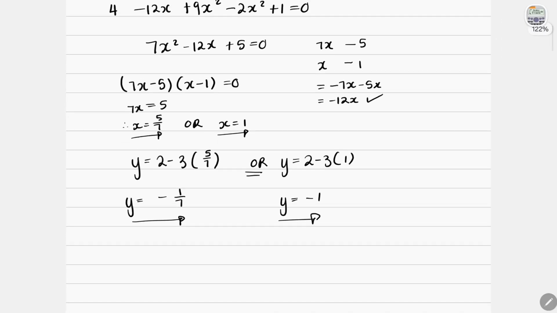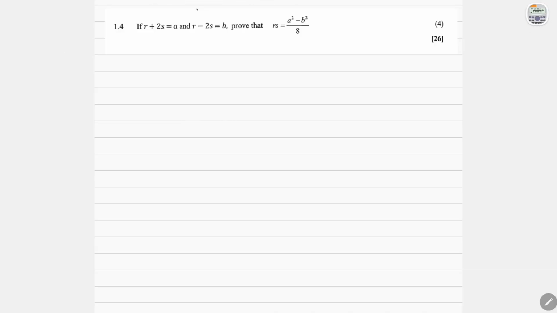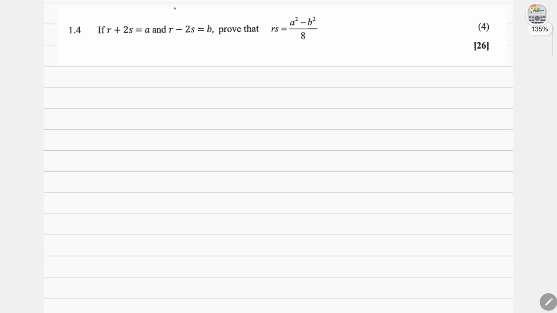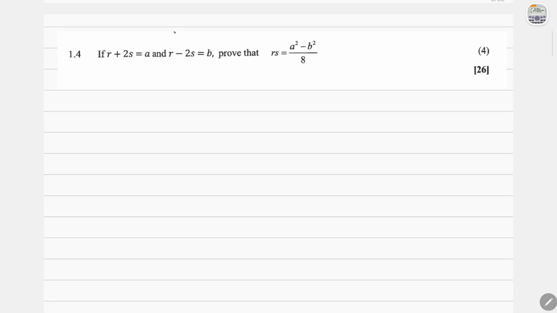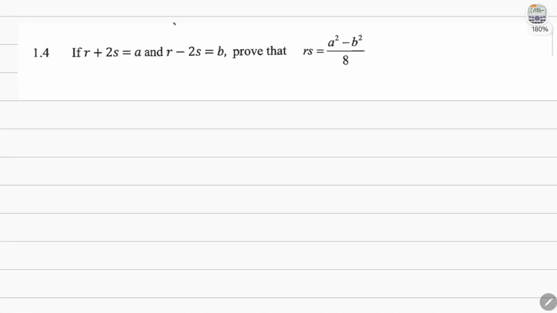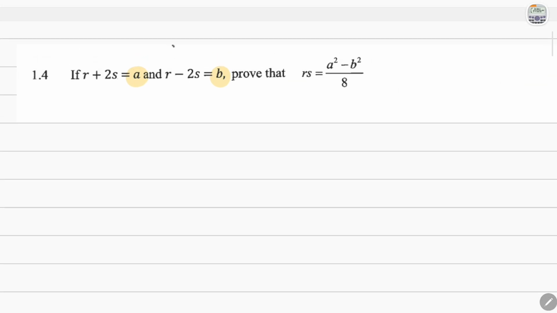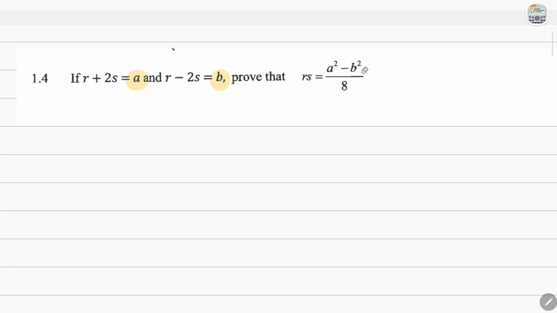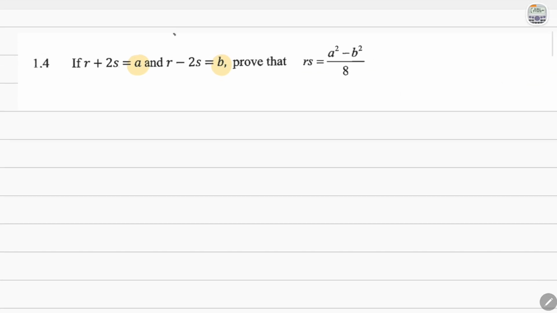Moving on to the next question. We are on the last question for question 1. And it says, if r plus 2s is equal to a, and r minus 2s is equal to b, prove that rs is equal to a squared minus b squared over 8.